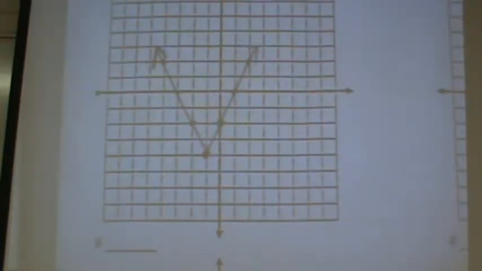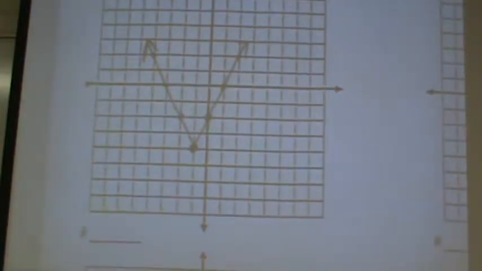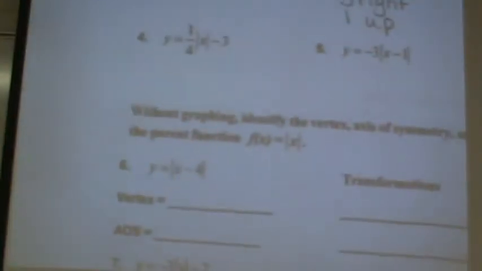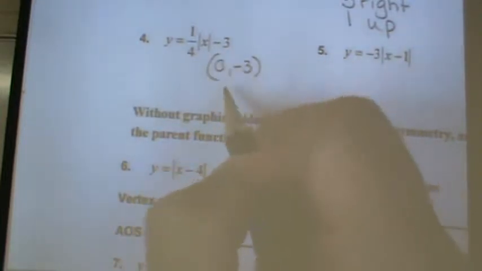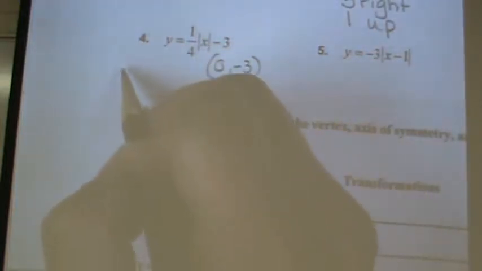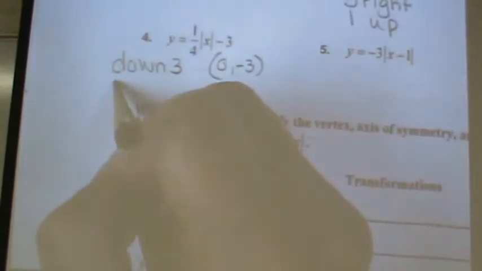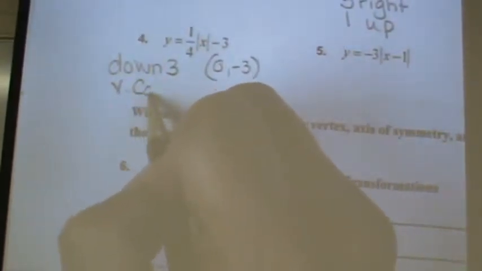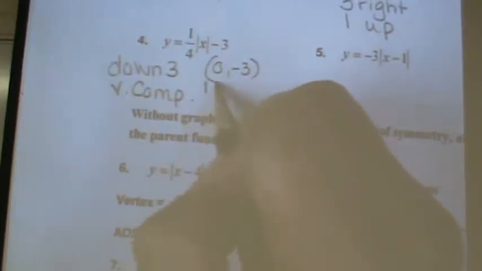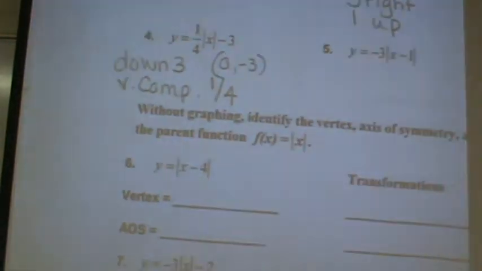Okay. Number 4, tell me the transformations on number 4. Down 3. Where's the vertex? 0, -3. I always want to say if I'm going left or right first. Am I going left or right? No. I'm just going to go down 3. So down 3, and what's this 1/4? Vertical compression, good words. Vertical compression by 1/4.